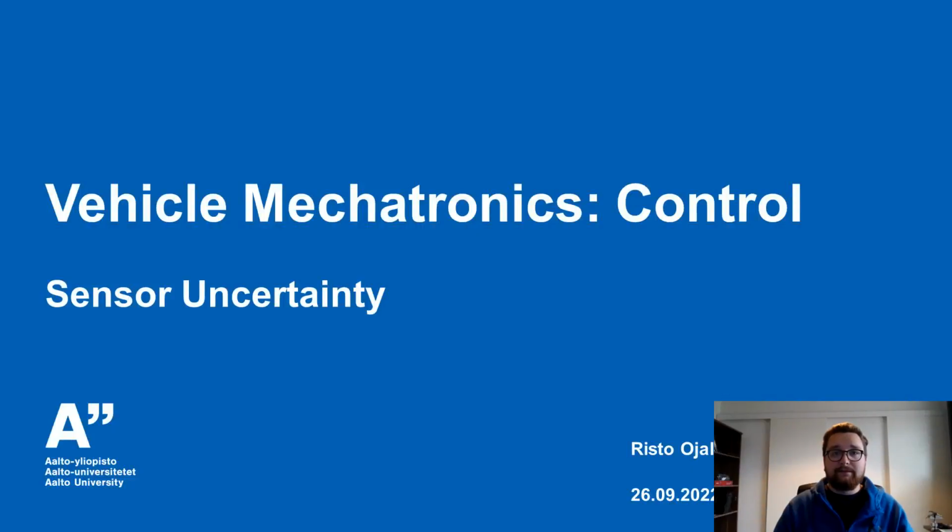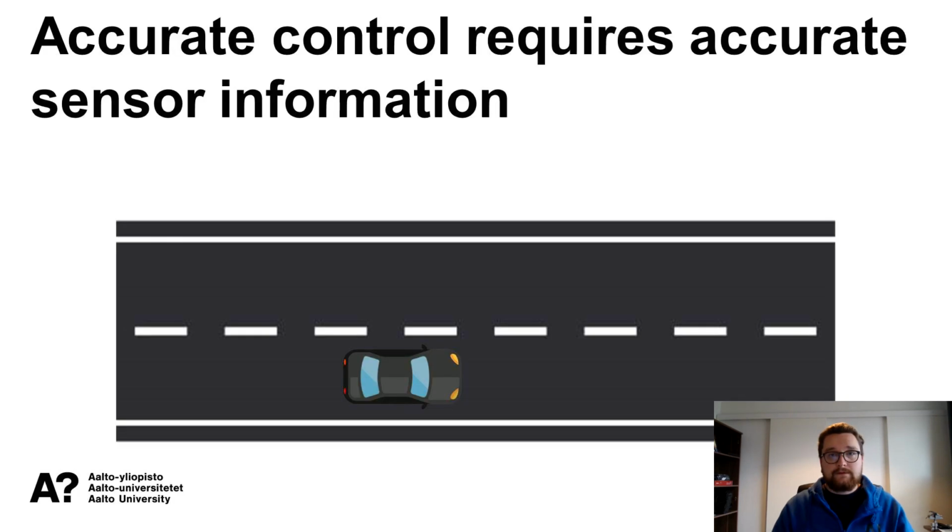Okay, let's talk a bit about sensor uncertainty, why it's an important topic in vehicle applications, and also how we can try to minimize its effects. So basically, in order to establish any type of accurate control, you need accurate sensor information, because you need to know the state of the object that you are controlling.